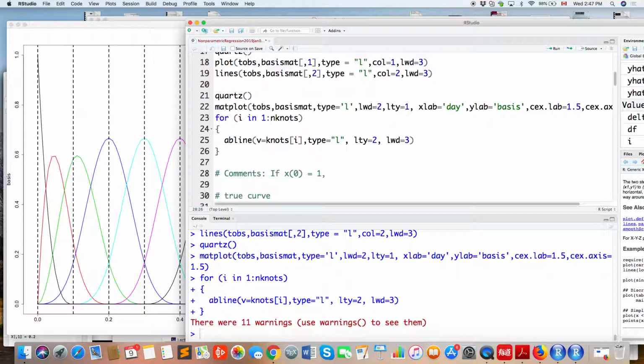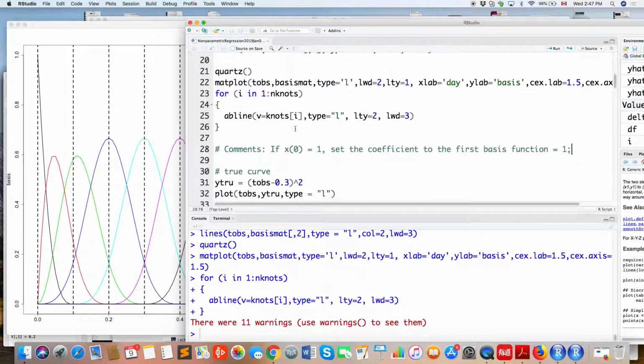If the first basis function equals 1 at the boundary, and we want x0 equal to 1, we can just set the coefficient of the first basis function equal to 1. Then x0 will be equal to 1, right? And if you want x0 to be equal to 0, you can just set the coefficient of the first basis function equal to 0. Okay.